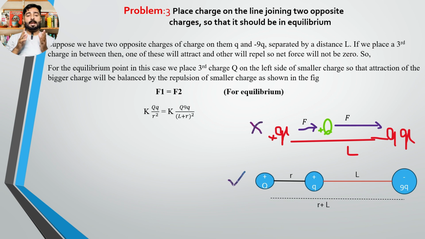In this relation, K, capital Q and q will cancel on both sides, and our relation will become 1 over r square is equal to 9 over L plus r whole square. Taking square root, our relation will become 1 over r is equal to 3 over L plus r. And our relation will become L plus r is equal to 3r. After simplification, our relation will become L is equal to 2r. Then our final relation will become r is equal to L by 2.